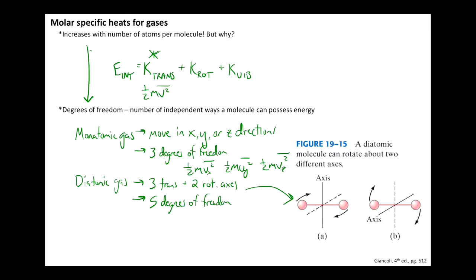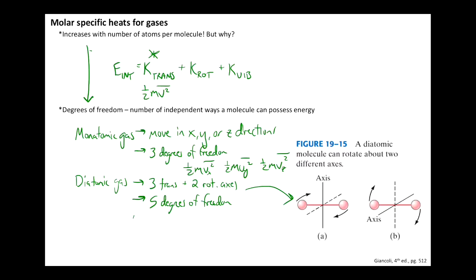And those 5 degrees of freedom means it's possible for it to have energy in different ways. So we get a higher molar specific heat because if I want to change its temperature, I've got all of these different ways it can possess energy. I have to put energy into all of these different compartments, if you want to think about it that way, to actually result in a temperature change. 5 degrees of freedom.